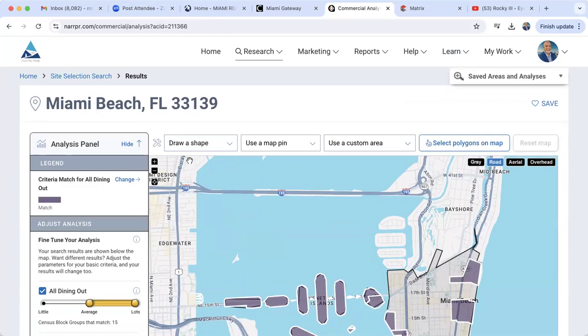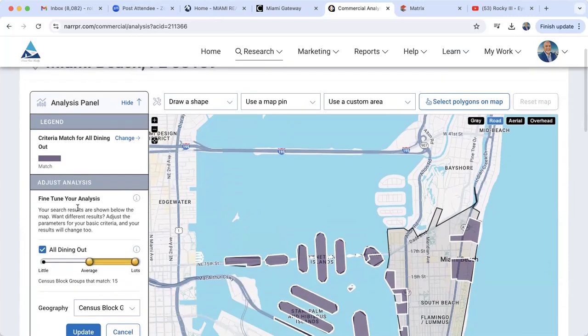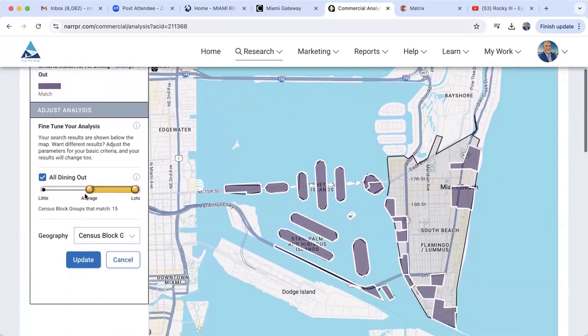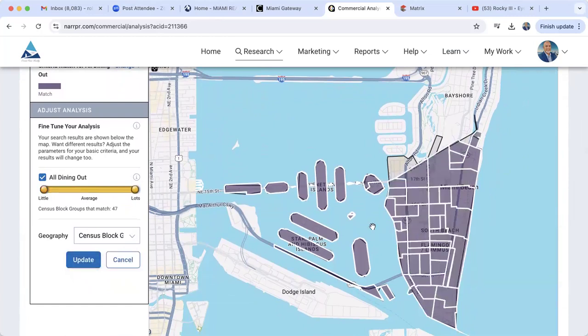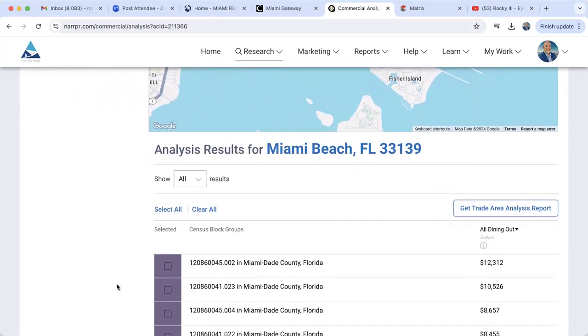So these are the areas of zip code 33139. It's just half the areas. Notice here it's only on the average. I'm going to go ahead and switch it all the way from little to lots, and let's click on update. So now we have all of 33139. Okay, who spends the most amount of money dining out on average every year?